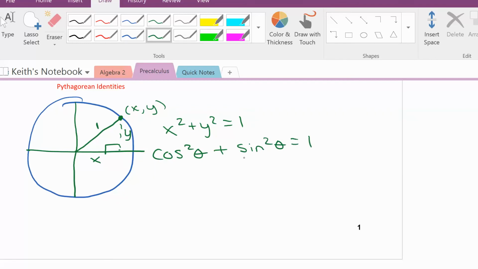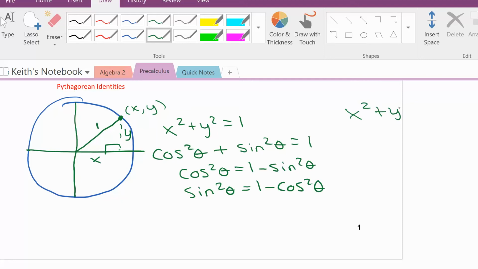Also, if you manipulate this by solving for the cosine squared, it's equal to 1 minus sine squared, and you also have sine squared is equal to 1 minus cosine squared. As far as other identities that come from this, if you divide this by x squared, you would get 1 plus y over x, which is tangent, squared, is equal to the secant squared, because 1 over x is secant.